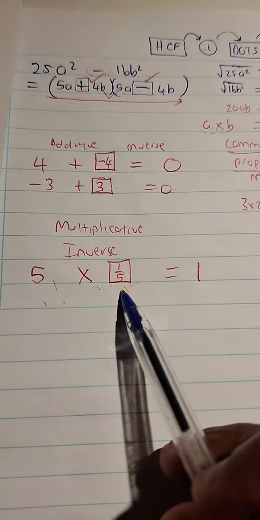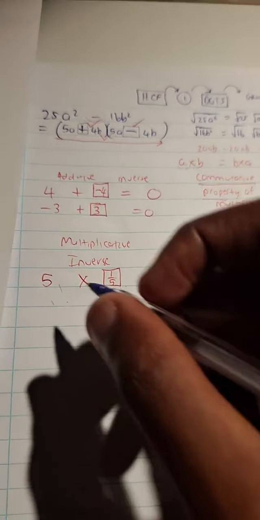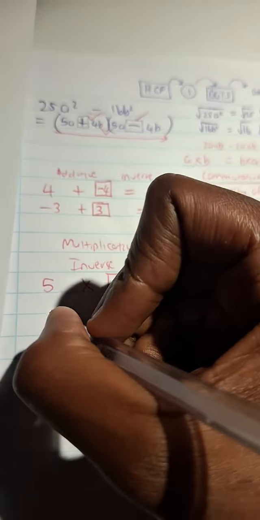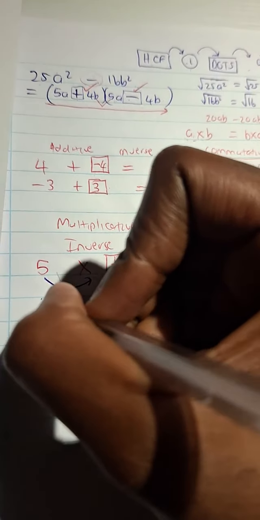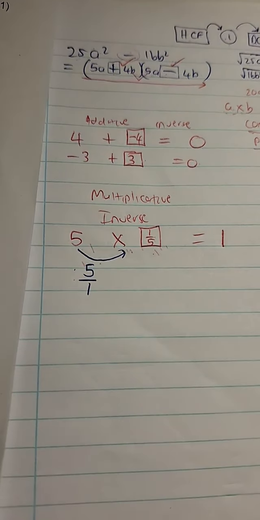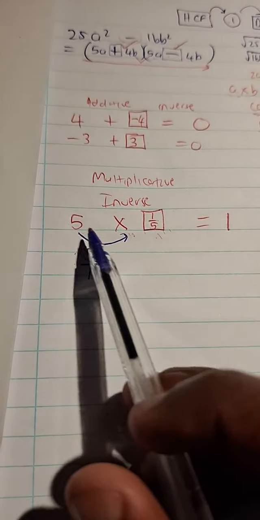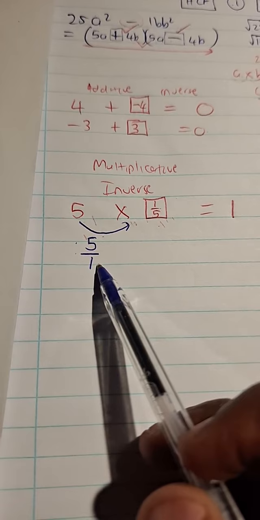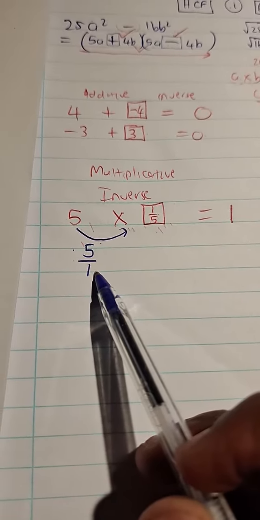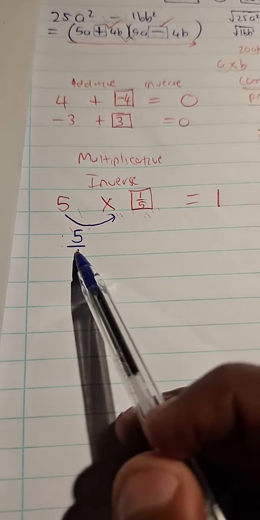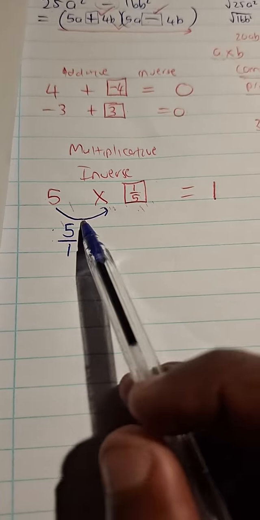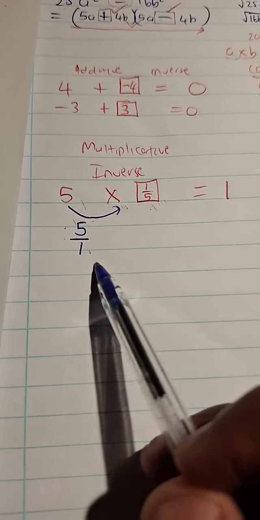It is 1/5. What are we saying, in other words, by saying this? We are saying that 5 as a number can be written as 5/1. Do we all know that 5 as a number can be written as 5/1? This is a fraction. It is a rational number.